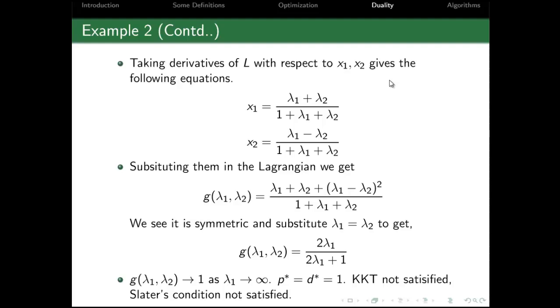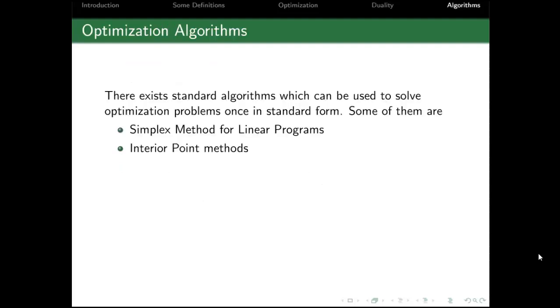Because these points are not being attained at a point, KKT conditions and Slater conditions are not satisfied. This example is to show you that just solving KKT conditions or checking for Slater conditions is not sufficient. You might sometimes have to solve the dual problem and see what exactly is happening. So we've seen the mathematical characterization for optimization problems. Now we'll try to see how to solve them.